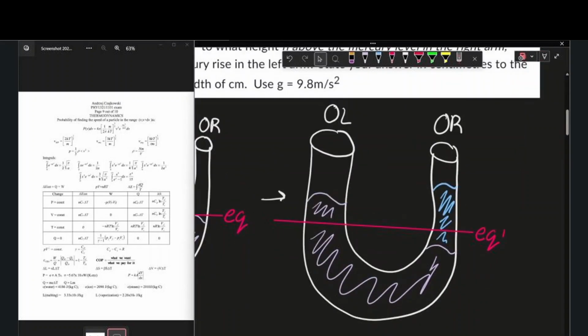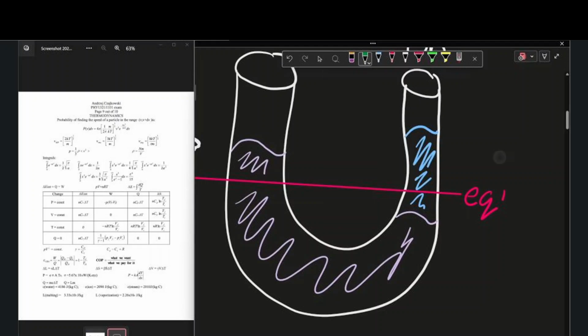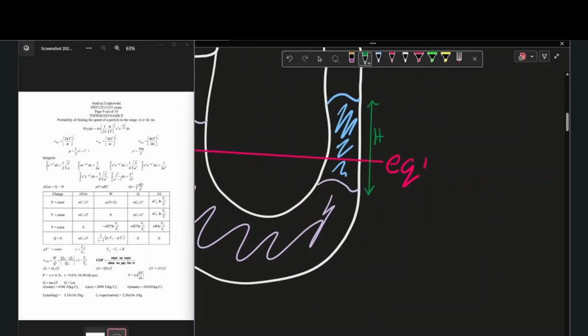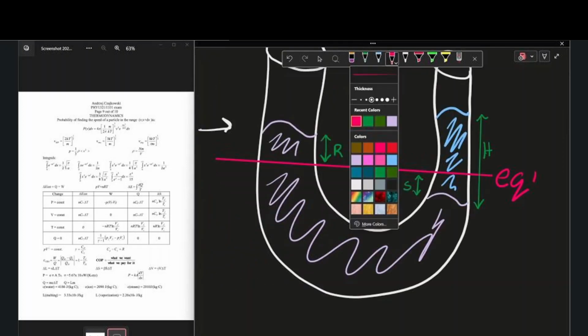Well, let's start by denoting a bunch of variables. We have the height of the water, we'll denote as capital H. We'll denote this part right here as the amount it sunk, and we'll denote this height as the amount it rose, right? So we'll make another two lines using this color. So we have this new line here, and of course this new line here.